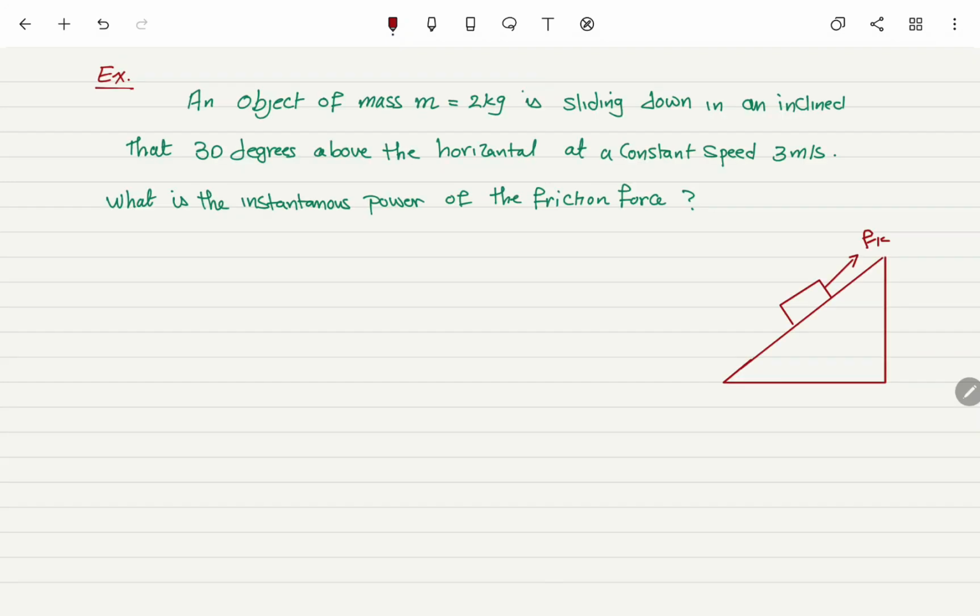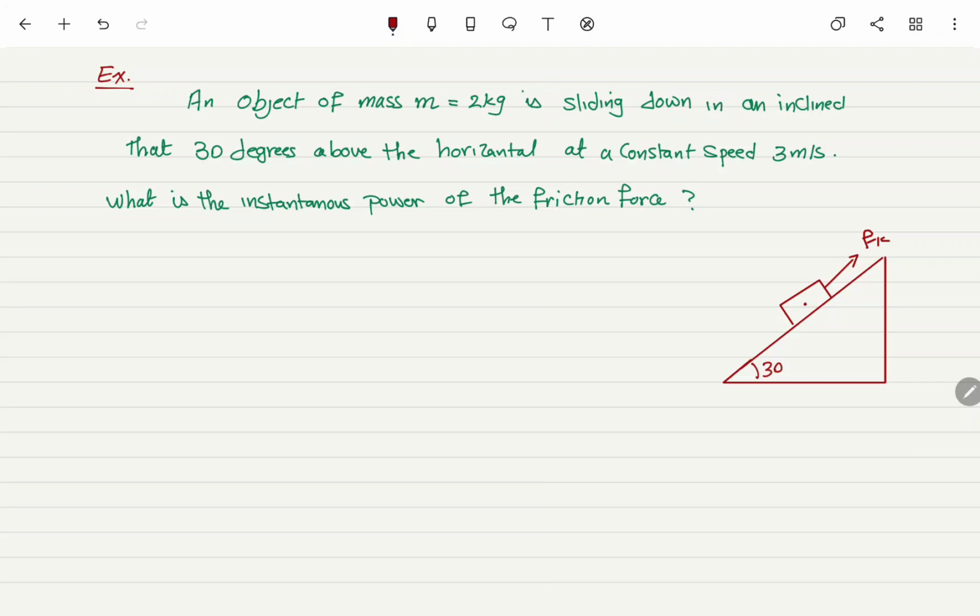Example: an object of mass m equal to 2 kilograms is sliding down an inclined surface that is 30 degrees above the horizontal, so this is 30 degrees, at a constant speed of 3 meters per second. What is the instantaneous power of the friction force? So let's have a free body diagram here.